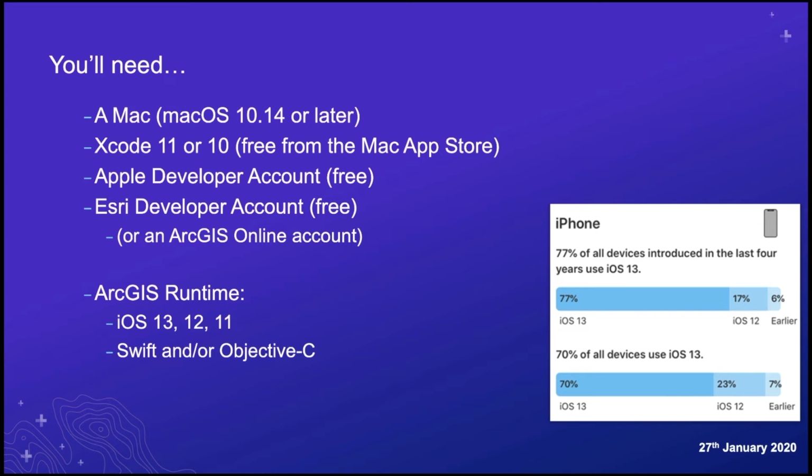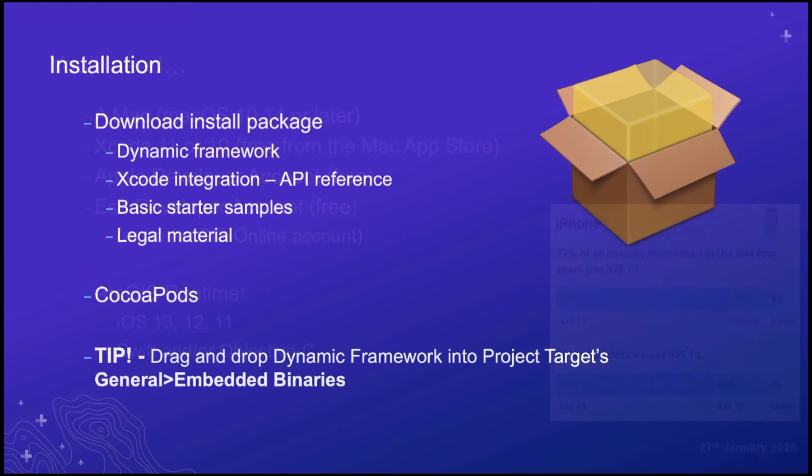The ArcGIS Runtime actually supports iOS 13, 12, and 11 at the moment. That covers a vast range of iOS devices in the field. As of the end of January, well over 70% of iOS devices were already on iOS 13. And the runtime also supports Swift and Objective-C. You can combine them, choose one or the other. It's an Objective-C API, but because of the work that Apple has done, that makes it very easy to use in Swift, and all the code we'll see today will be Swift code.